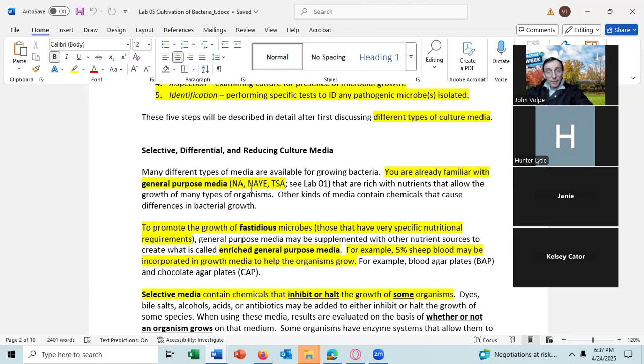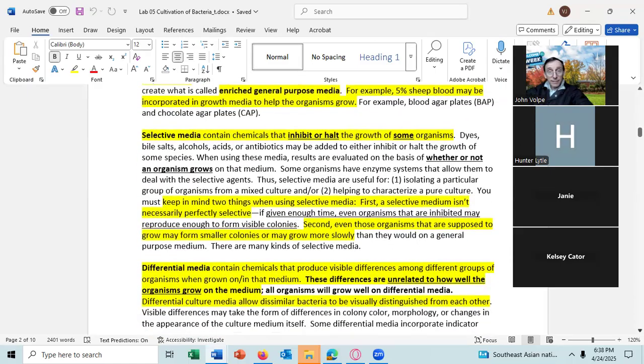To promote the growth of fastidious microbes, microbes that have specific nutritional requirements, you must use an enriched general purpose media, like blood agar, that's 5% sheep blood added to the media to get the organisms to grow. Blood agar, or BAP, is an enriched general purpose media, and so is chocolate agar, or CAP. Any questions about any of that?